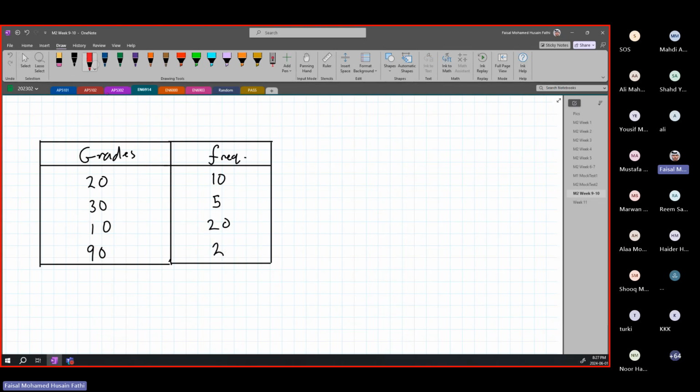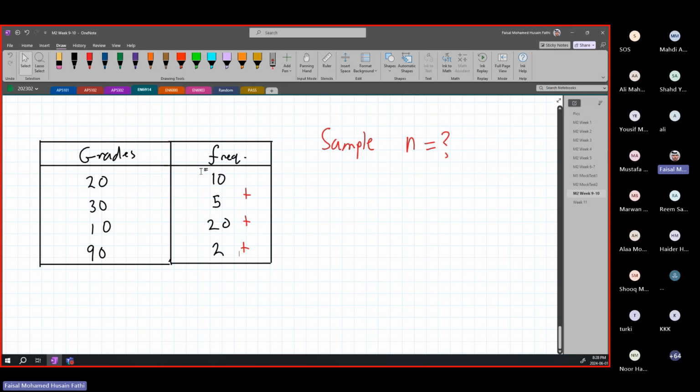The first thing I want you guys to notice is what is our sample size? Meaning what is n equal to? N is going to be the addition of all these frequencies, because this is the number of students in the class. We have 10 who got this grade, 5 who got this grade, 20 who got this grade, and 2 who got this grade. To know the number of all the students who took the exam, we just have to add up all of these. So our N is going to be the summation of frequency.